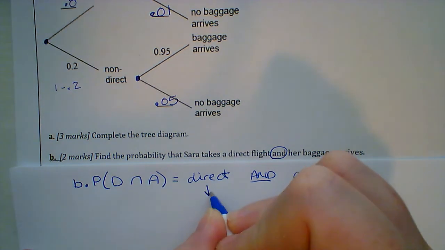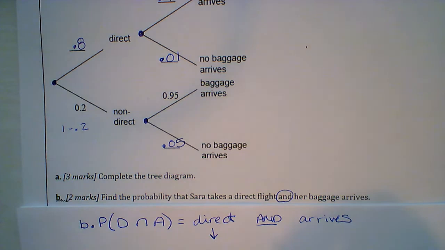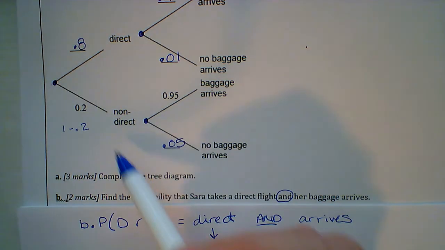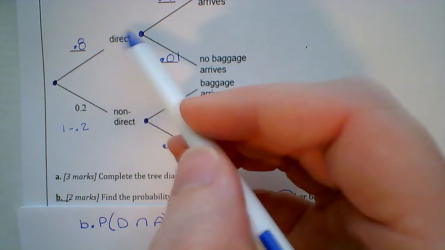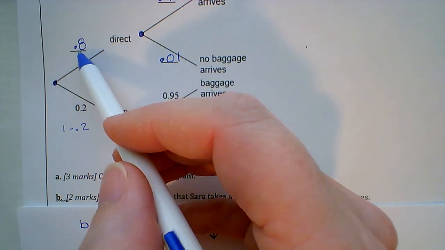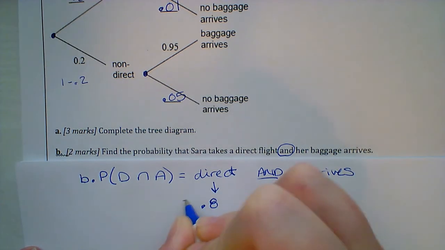Well, what's the probability that Sarah takes a direct flight? This is where my tree diagram is going to come in. Which branch is going to get me to a direct flight? Well, up here to direct flight, what's the probability we had to go through? 0.8. So the probability of a direct flight is going to be 0.8.